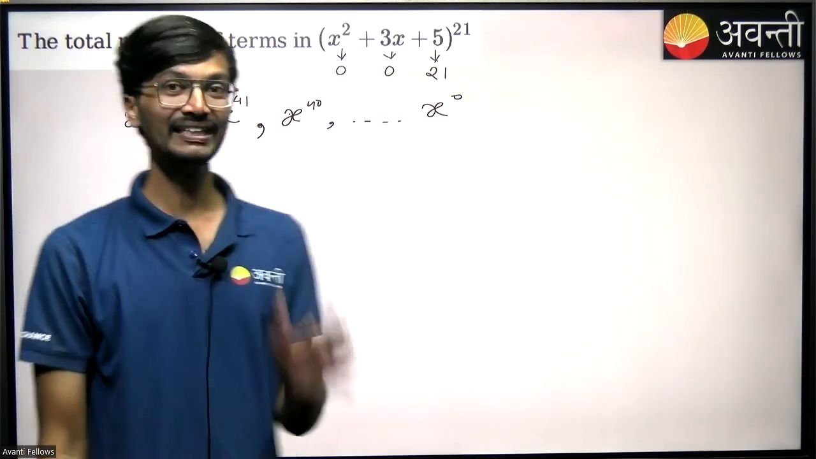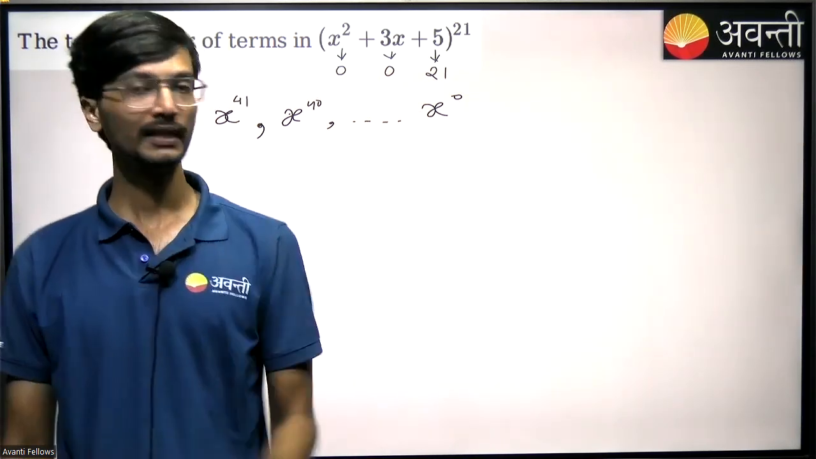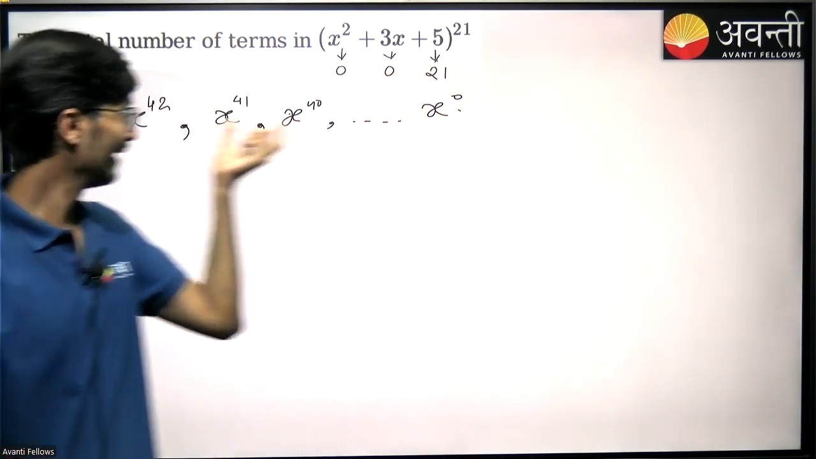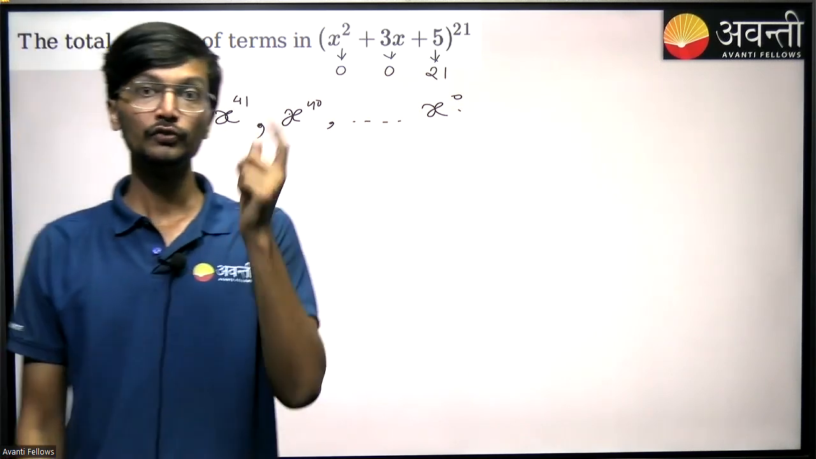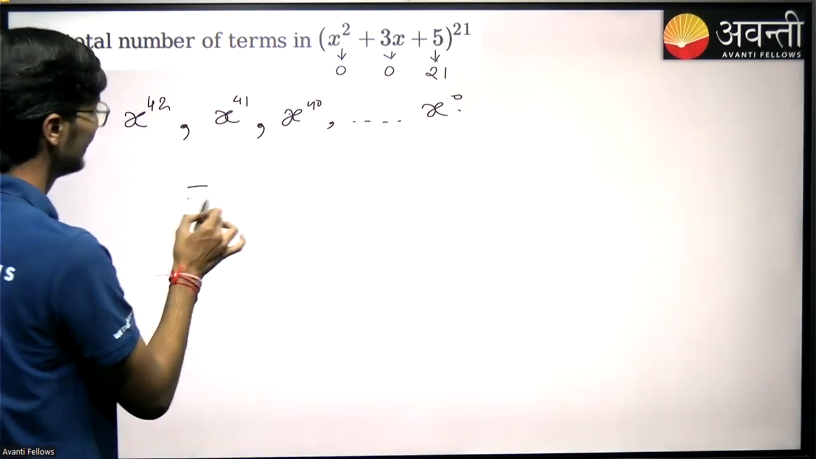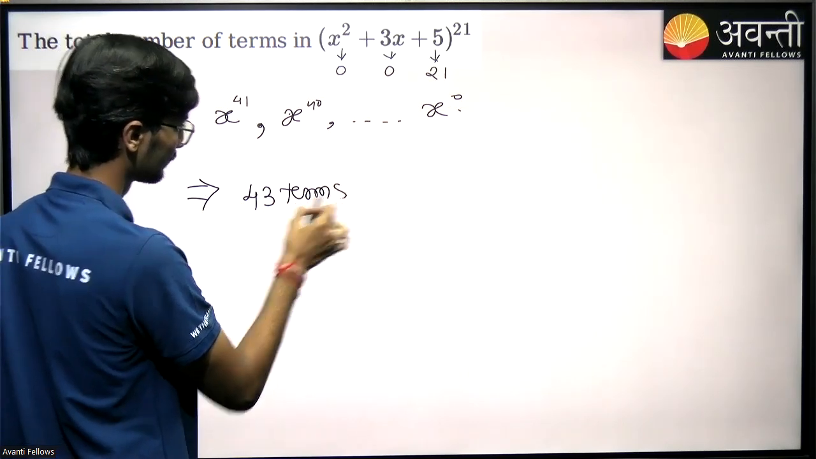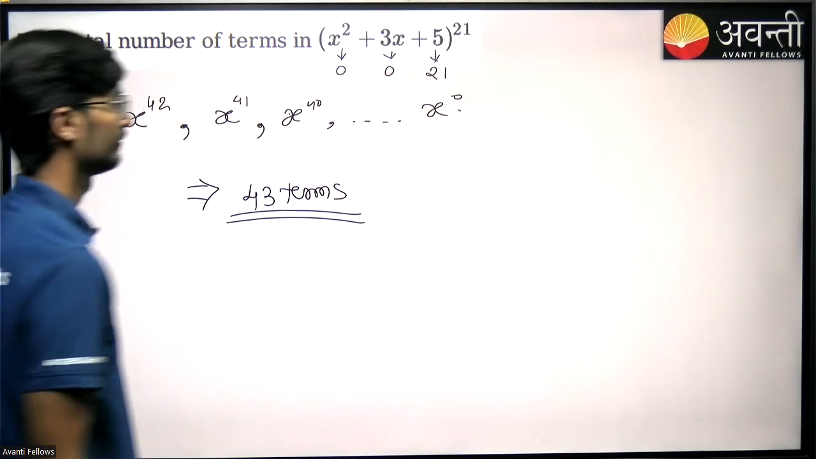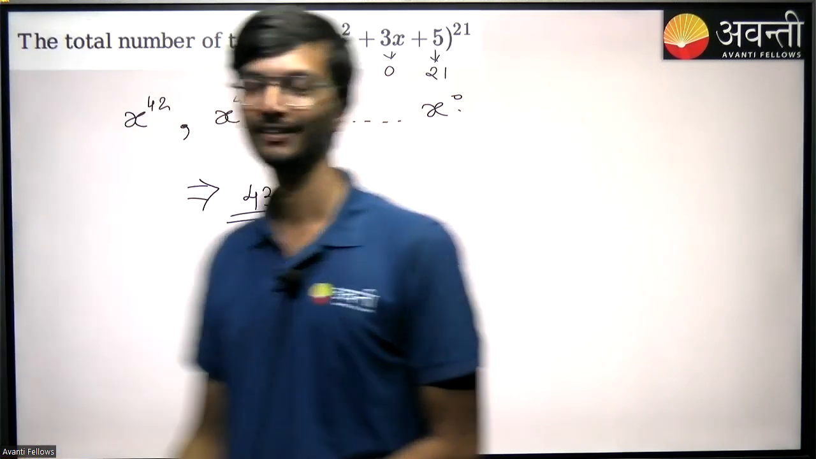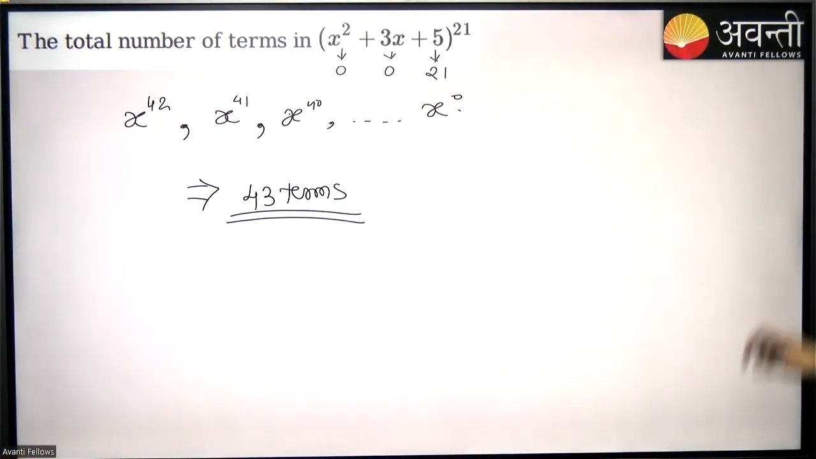So as you can see, we'll have total how many terms, guys? From x raised to 0 to x raised to 42. So 0 to 42, that means 43 terms. This is my answer. Simple. Got it? Little bit of logic. This was a binomial theorem.